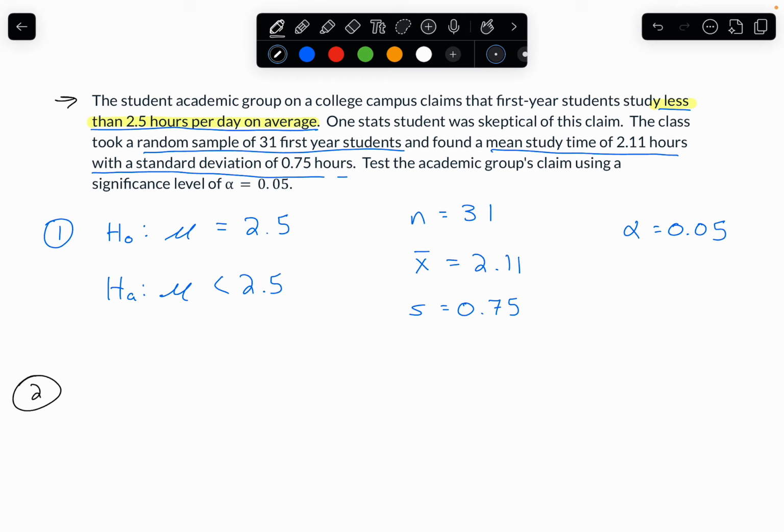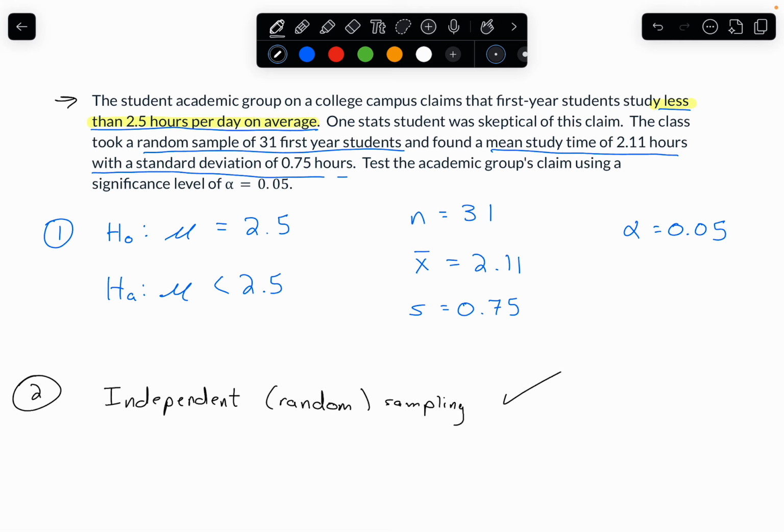My second step is something I should be doing: checking the conditions. Remember, there are a couple of conditions we should check in order for the central limit theorem for means to apply, which is what allows us to do this entire process. We need two things. First of all, we need independent sampling. Independent sampling is difficult for us to verify, so we're going to use random sampling as a substitute. So do I have some sort of random sampling? In this case, we took a random sample of 31 first-year students. So yes, we do have random sampling.